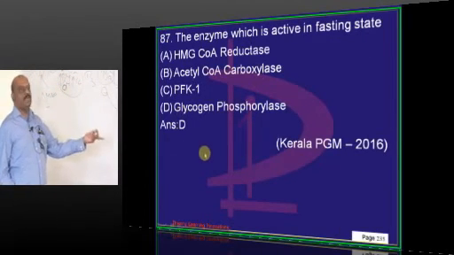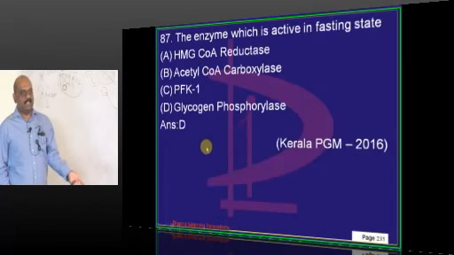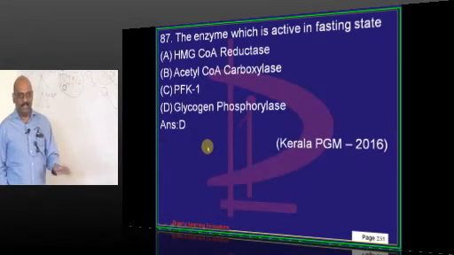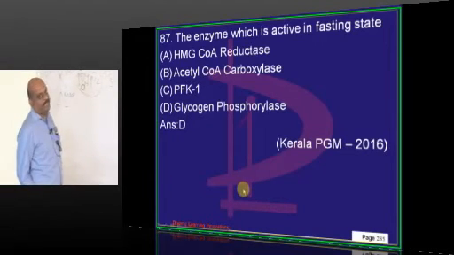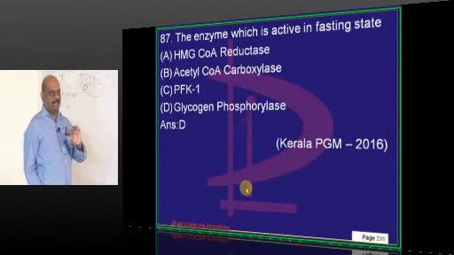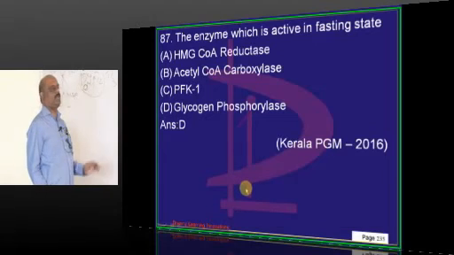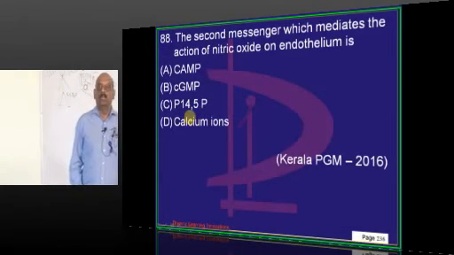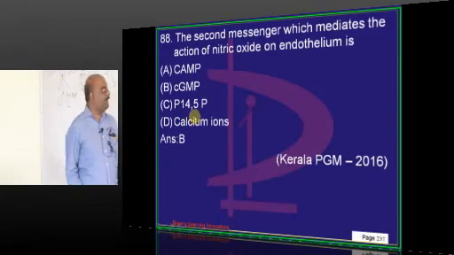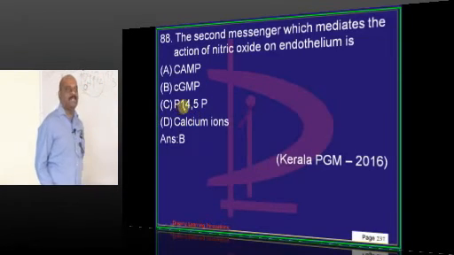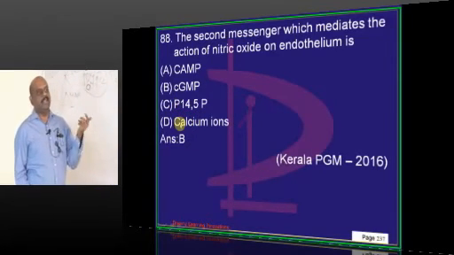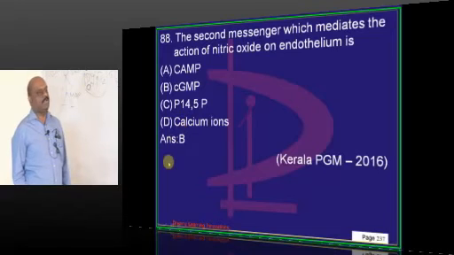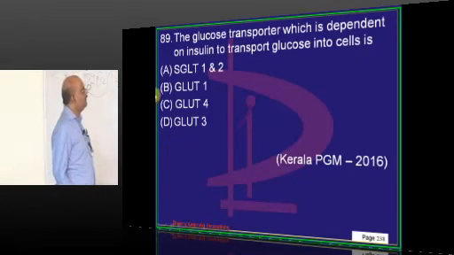In the fasting state, what is active? Same ditto question in the Maharashtra state entrance and COVID. One question on glycogen phosphorylation, regulation of breakdown. That means examiners have definitely decided to ask one question on glycogen breakdown and synthesis. One question on secondary messengers, they will definitely ask. Nitric oxide basically uses cyclic GMP. Even that is a ditto repeat from the last two papers.